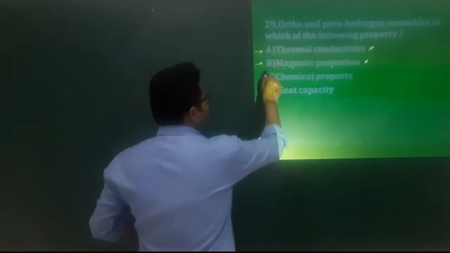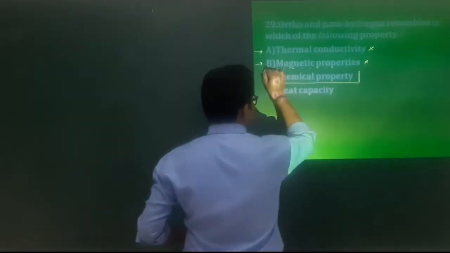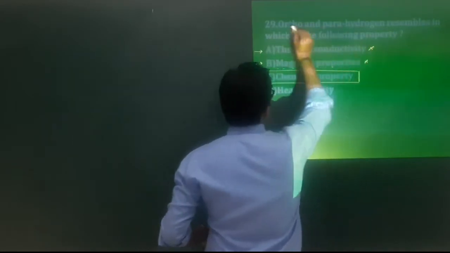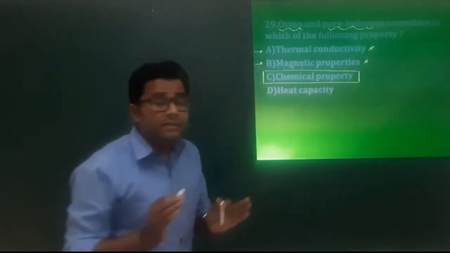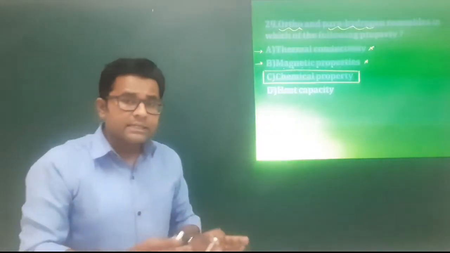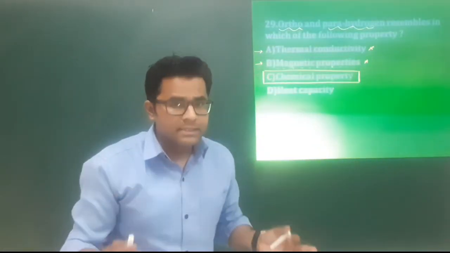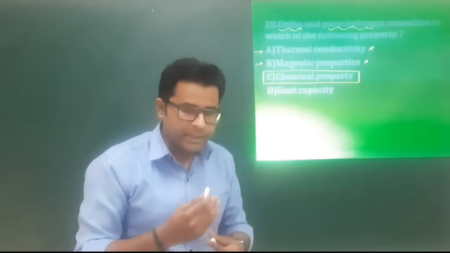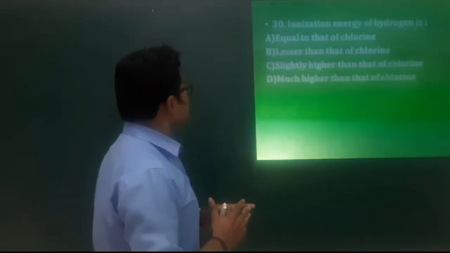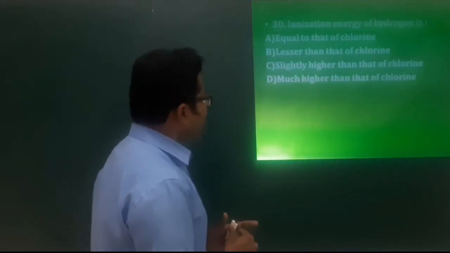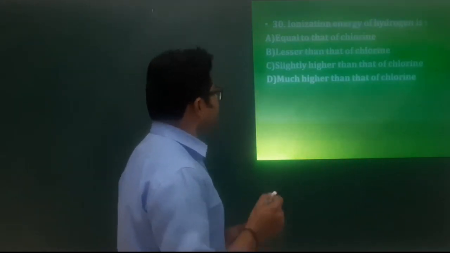Option C holds the correct answer, that is, the chemical properties of ortho and para hydrogens are similar. I'm not saying they are the same, rather they are similar. They resemble in those particular properties. Moving towards the next question, question number 30. Ionization energy of hydrogen is now.